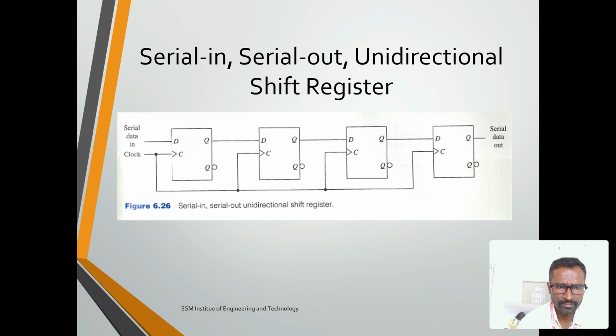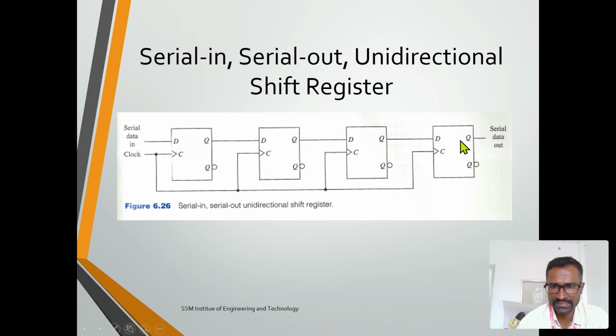flip-flops here. If I give the 1 on a single clock, the first clock pulse, it is stored in the first flip-flop, and on the second clock pulse it moves from the first one to the second one. On the third clock pulse, it moves from the second to the third. On the fourth clock pulse, it moves from the third flip-flop to the fourth flip-flop, and finally on the last clock pulse, the data will come out at the receiver side.